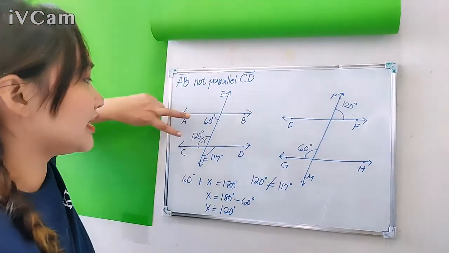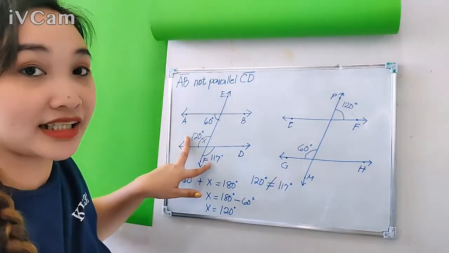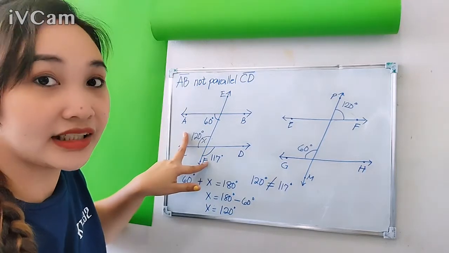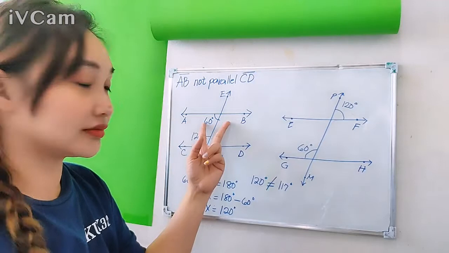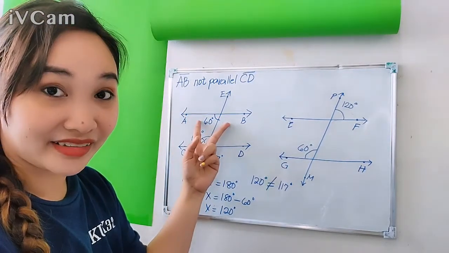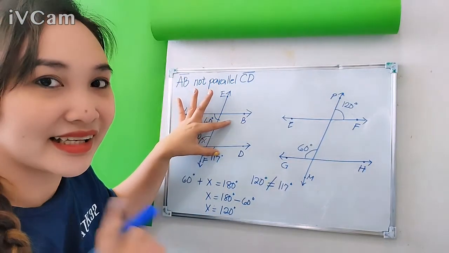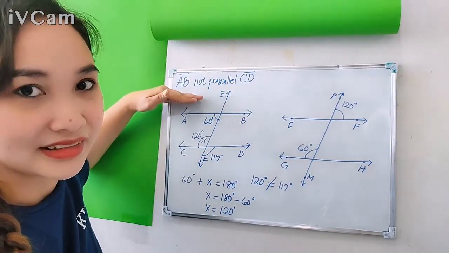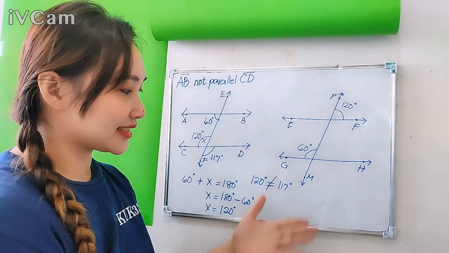The first thing we did is the consecutive angle. Next, the vertical angle. And you can also do it like this: the supplementary angle and then the corresponding angle. Still, we sum up that they are not parallel. Okay, got it. Alright, so next.